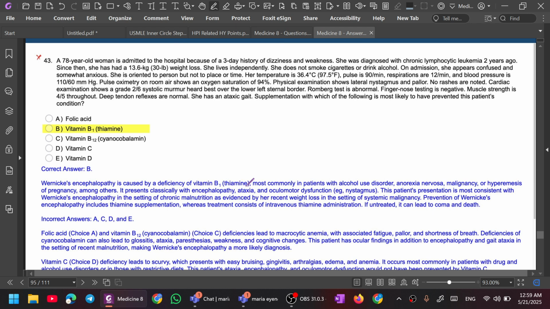Where was the other one? Where was the vitamin B12? What is it?